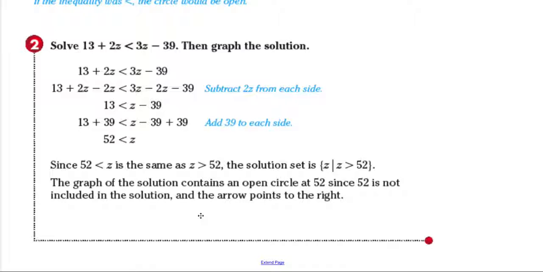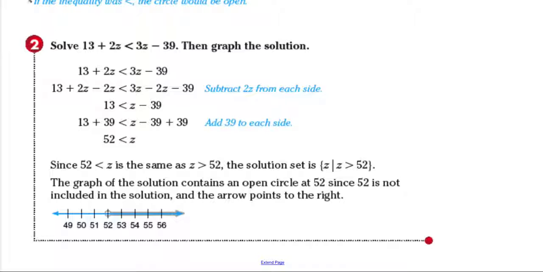And the graph of the solution contains an open dot or an open circle at 52, since 52 is not included in the solution. And the arrow points to the right, and this is how it looks like. So an open dot on 52, and it points to the right.